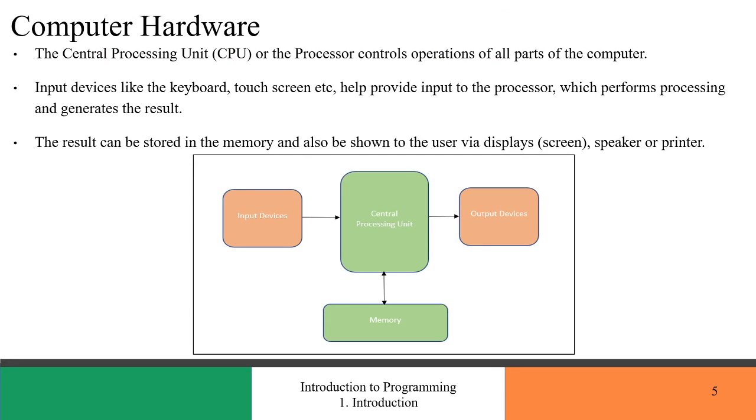In continuation of what we saw earlier, the central processing unit, also called the processor, controls the operations of all parts of the computer. Input devices like the keyboard, mouse, touch screen, etc. help provide input to the processor. The processor performs the processing as required and generates the result. The result can either be stored in the memory or be shown to the user via screens, speakers, or a printer.